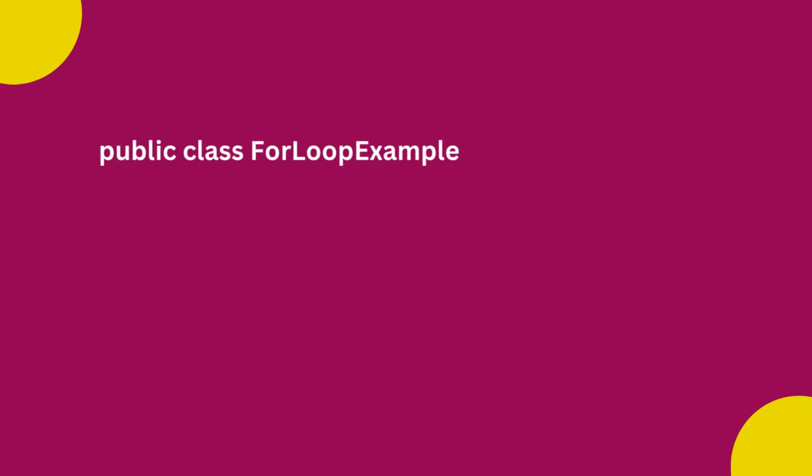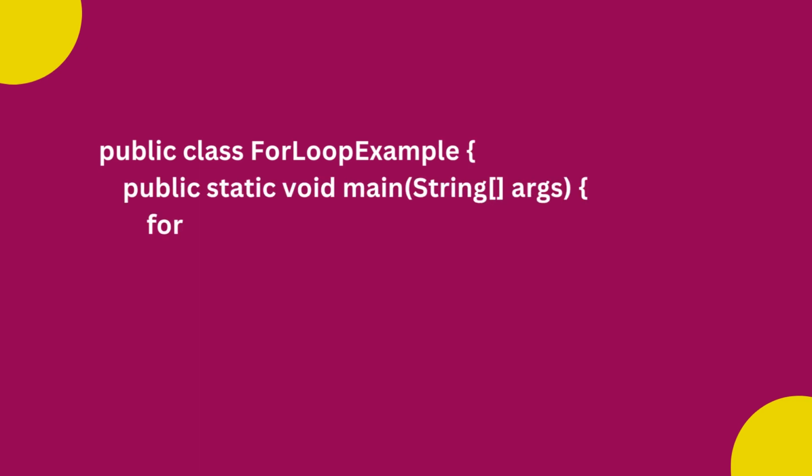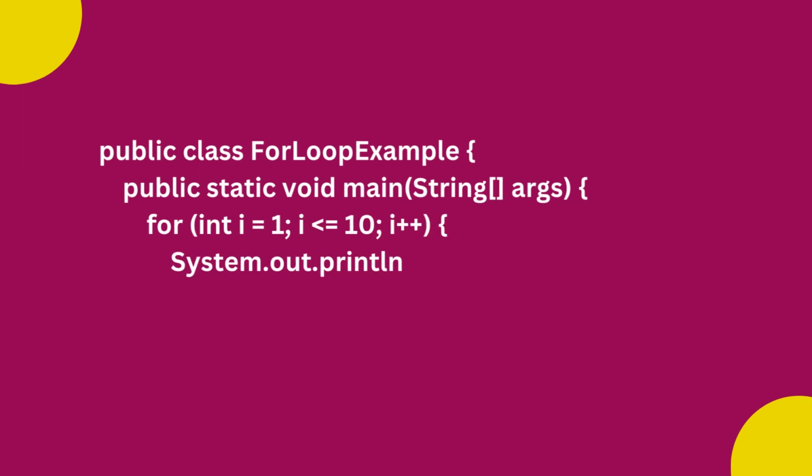public class ForLoopExample, public static void main(String[] args), for (int i = 1; i <= 10; i++), System.out.println(i).